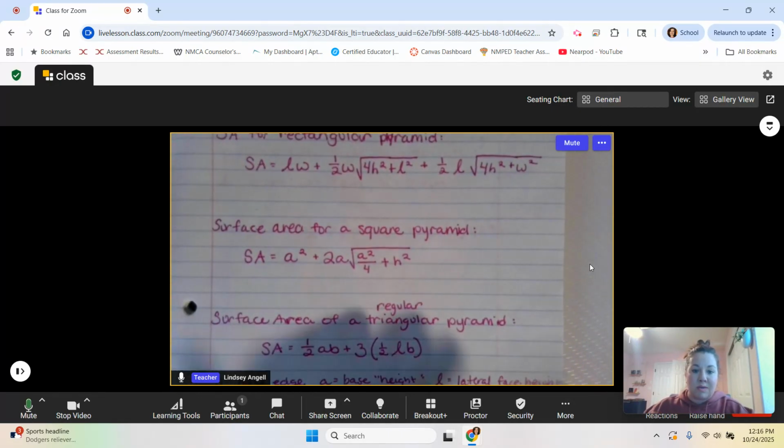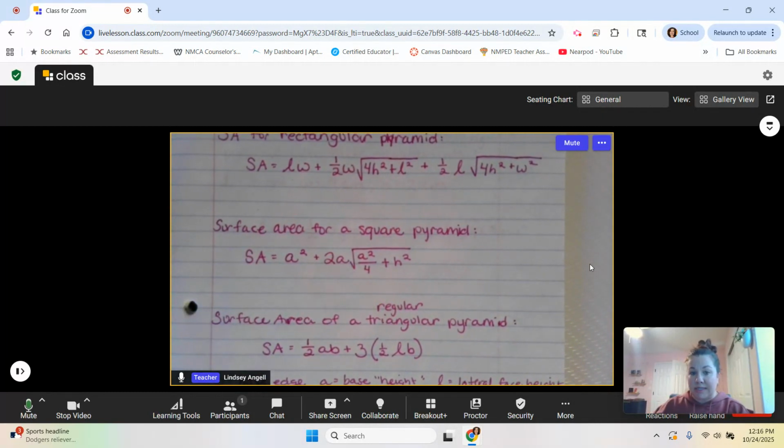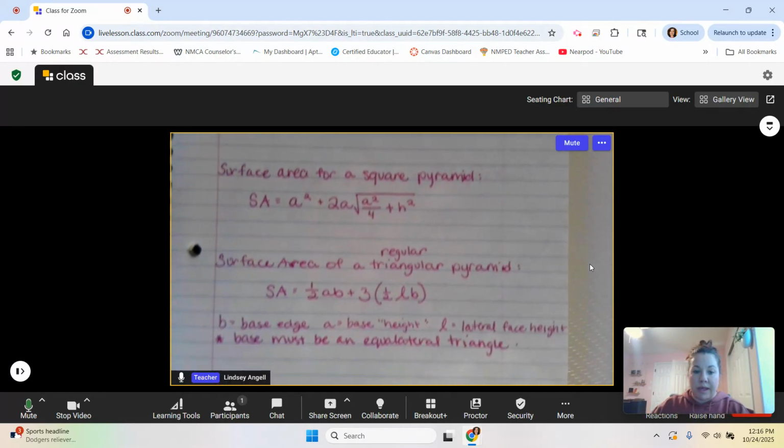If you have a square pyramid, we've got this right here. A stands for the length of the base, okay? And then there's the height in there as well. And again, we'll walk through it, okay?